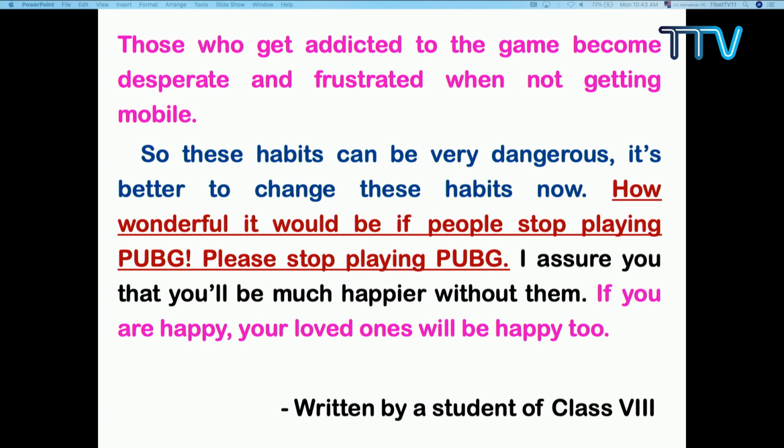So, these habits can be very dangerous. It's better to change these habits now. Okay. So, the student has used a comma. These habits can be very dangerous. Independent clause, isn't it? It's better to change these habits now. Again, independent clause. So instead of a conjunction, the student has used a comma. Okay, so we can add that, and then this becomes a compound sentence. So I have added another part here in order to get the type of sentence I wanted to discuss with you based on the function.